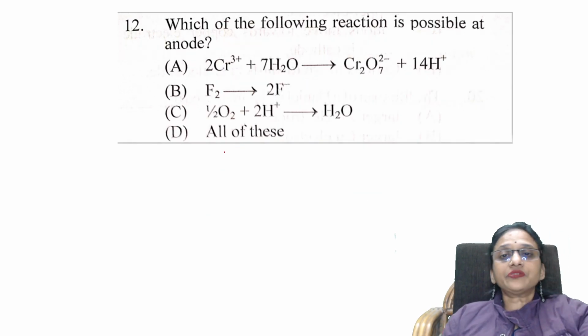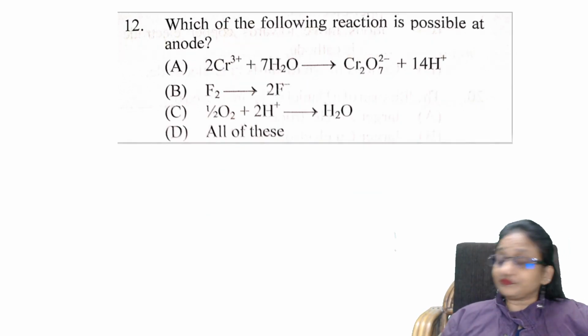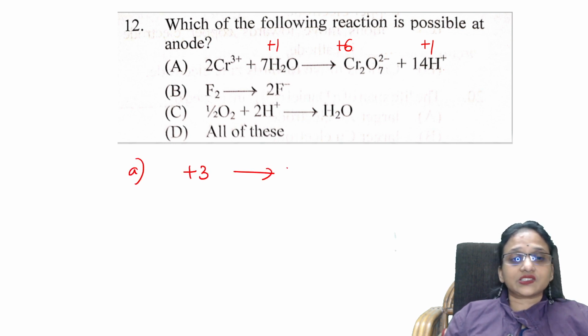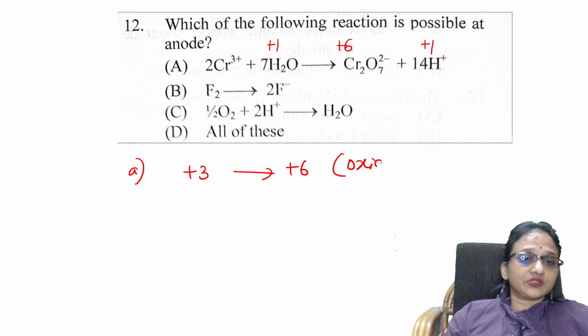Next question. Which of the following reactions is possible at the anode? Now check, students. Let us check one. In the first one, it is going from Cr plus 3. Now here charge is there. Water molecule, how much is this, students? Plus 1, because of 1 hydrogen. Chromium here in this case is plus 6. 14 hydrogens in this case are plus 1. All right. Now what happened in case 1? In case 1, it is going from plus 3 to plus 6. Correct? This is an oxidation process. Right? Now here plus 1 to plus 1, no problem.